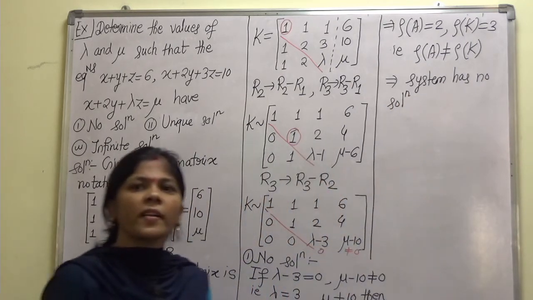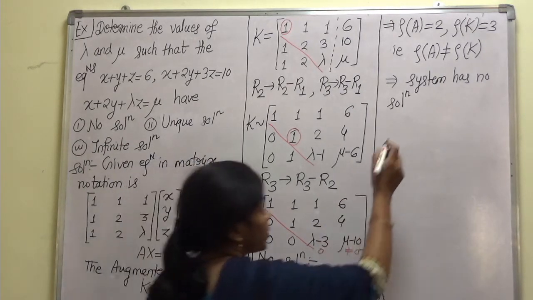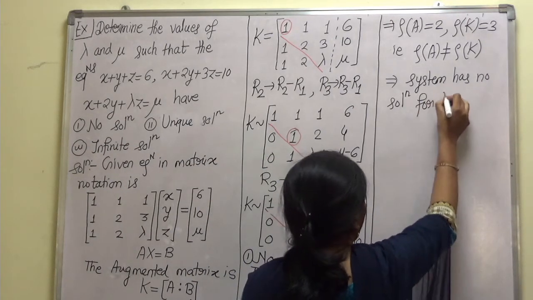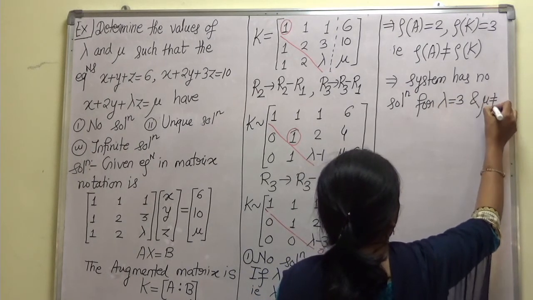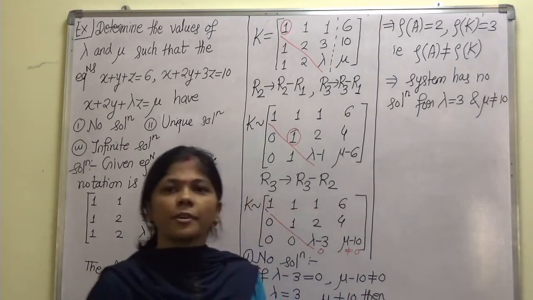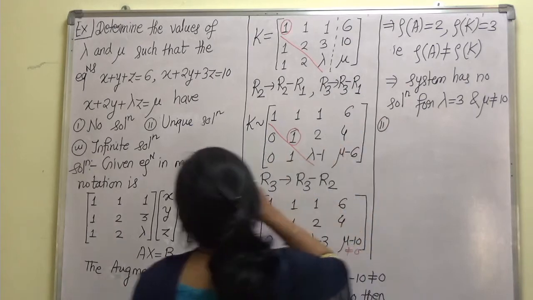So what are those values of lambda and mu? That is lambda equal to 3 and mu not equal to 10. So this is our first possibility. Now, what is the second requirement?